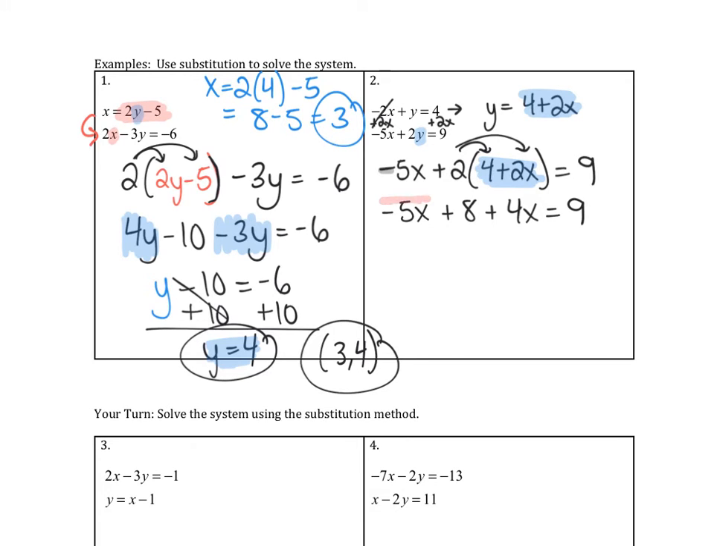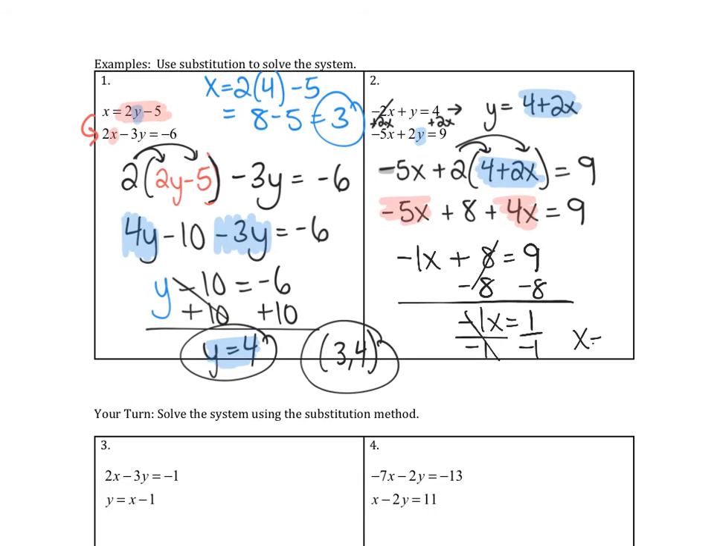Look at your like terms here. You've got negative 5x and 4x. So negative 5 plus 4 is negative 1x, if you want to call it that, plus 8 is equal to 9. Minus 8 from both sides. Negative 1x is equal to 1. Divide both sides by negative 1. So x is really negative 1. There's your value of one of them.